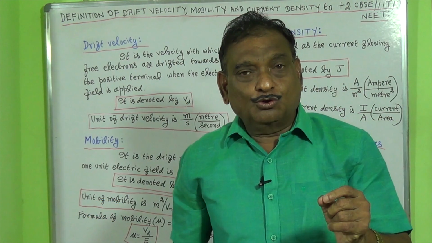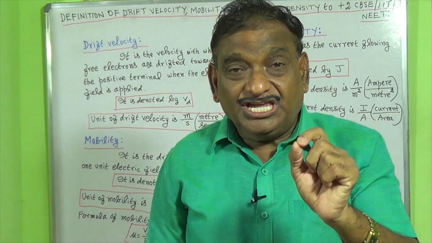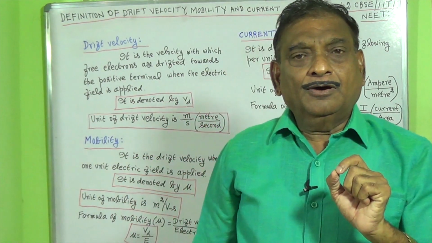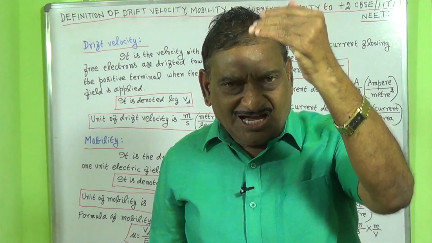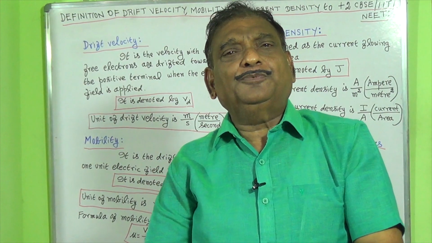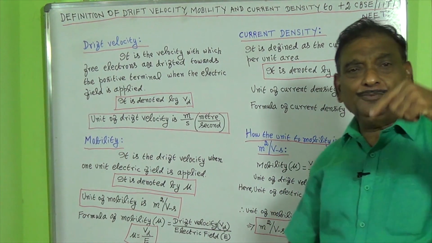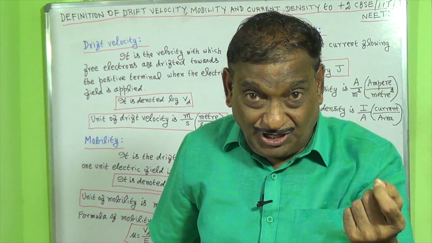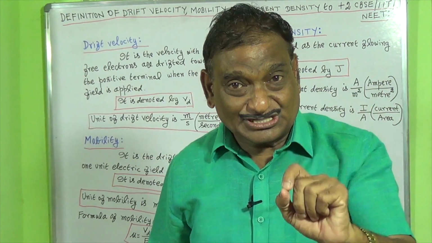Then we are going to see why the unit of mobility is obtained as meter square per volt second. What is the formula for mobility? The formula for mobility is drift velocity by electric field. What is the unit of drift velocity? The unit of drift velocity is meter per second. What is the unit of electric field? Even though there are many units of electric field, we are selecting the unit for electric field as volt per meter.